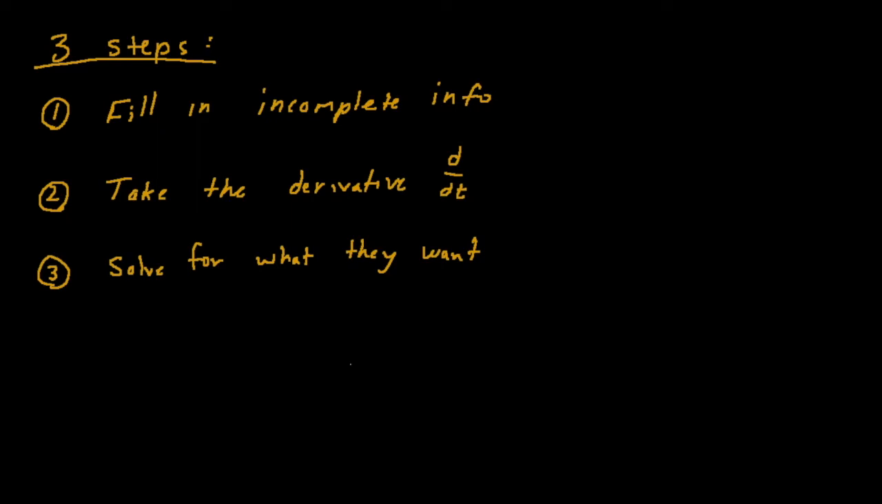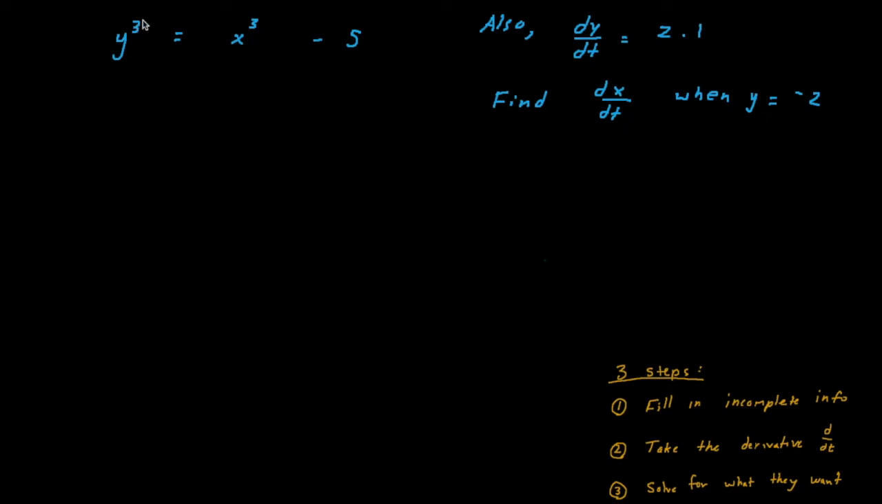There are 3 steps to solving the types of problems you'll encounter on Khan. The first step is to fill in the incomplete info. The second step is to take the derivative with respect to time, so d over dt. And the third step is to solve for what they want. This problem says y cubed equals x cubed minus 5. Also, dy over dt equals 2.1. And the question says, find dx over dt when y equals negative 2.